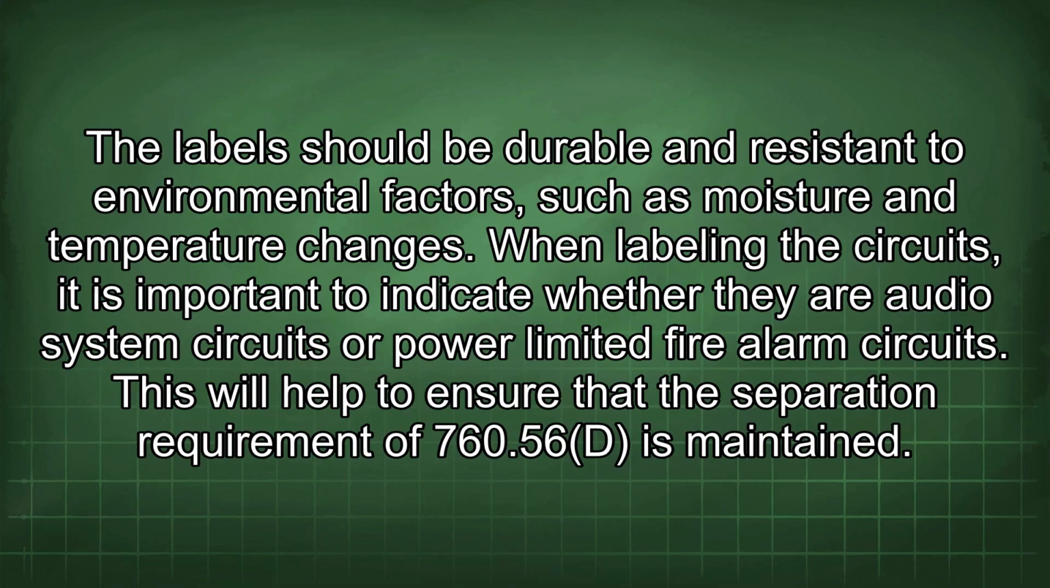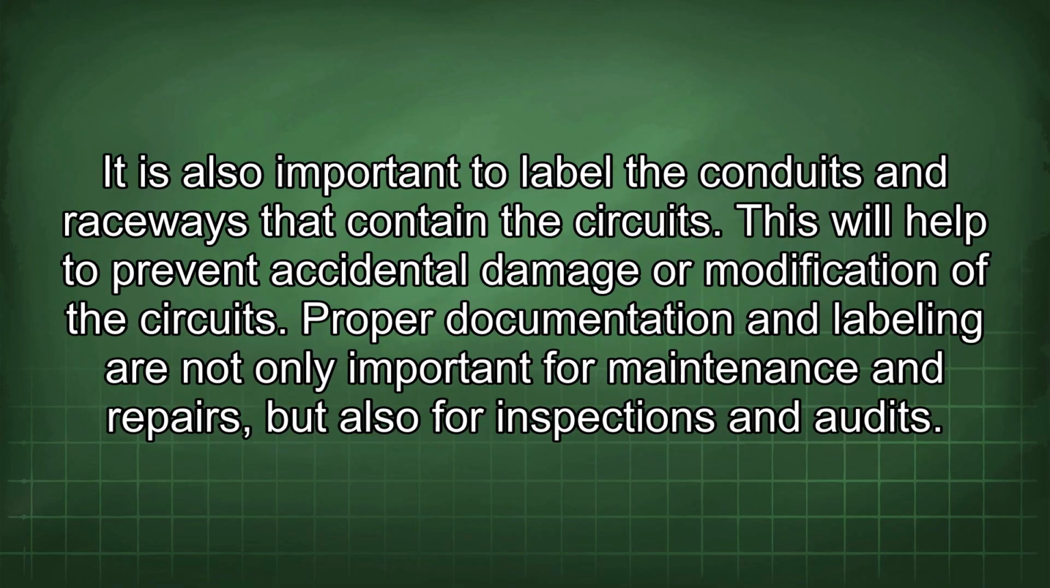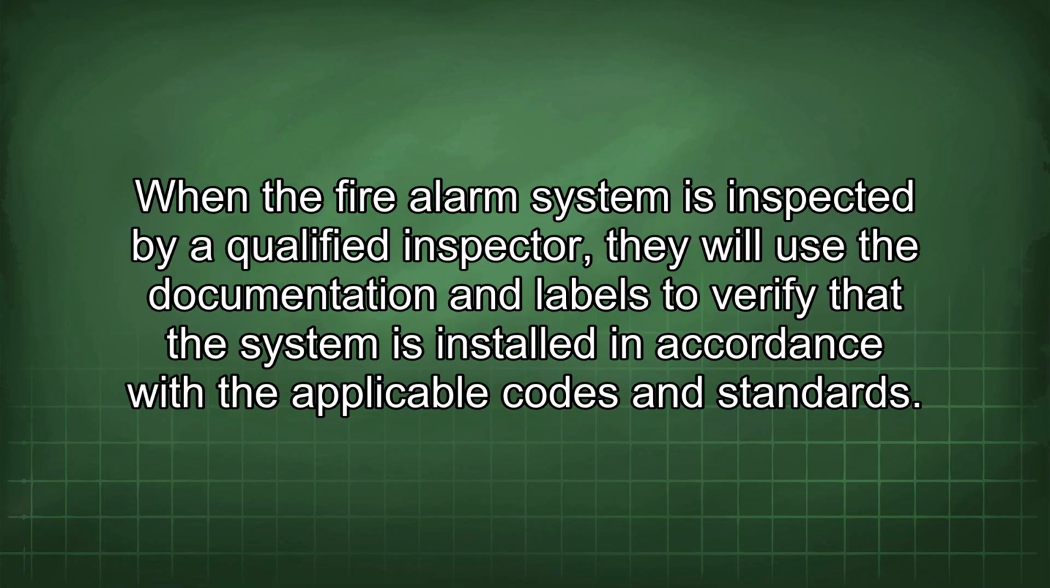When labeling the circuits, it is important to indicate whether they are audio system circuits or power-limited fire alarm circuits. This will help to ensure that the separation requirement of 760.56(D) is maintained. It is also important to label the conduits and raceways that contain the circuits. This will help to prevent accidental damage or modification of the circuits. Proper documentation and labeling are not only important for maintenance and repairs, but also for inspections and audits. When the fire alarm system is inspected by a qualified inspector, they will use the documentation and labels to verify that the system is installed in accordance with the applicable codes and standards.